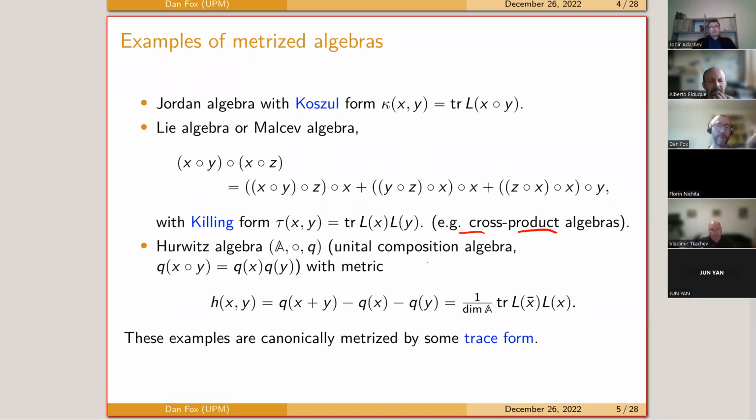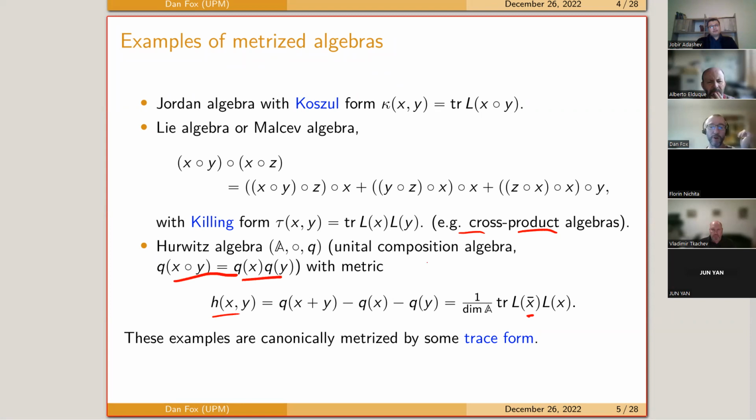And then as a third example that's probably familiar, a Hurwitz algebra, by which I mean a unital composition algebra. So it's an algebra equipped with a quadratic form which is multiplicative in this sense here. By polarizing that quadratic form, you get a metric, and that metric can be expressed in terms of the trace. Here, the x bar refers to the canonical conjugation on the Hurwitz algebras. Over the real numbers, the Hurwitz algebras are the real numbers, the complex numbers, the quaternions, and the octonions; they all come equipped with the usual conjugation.